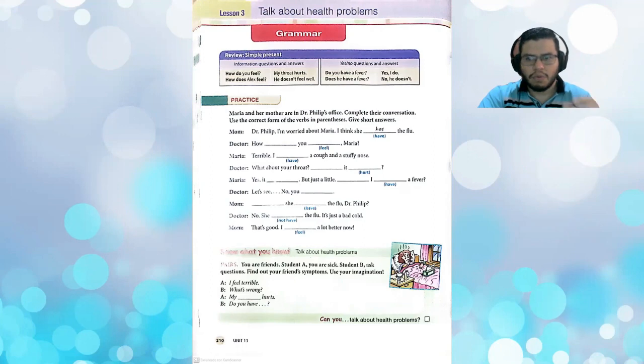What is the reason for which we are using the verb has? It's because we are talking about he has, she has, it has. Cuando estamos hablando de tercera persona, third person, we're going to use has.